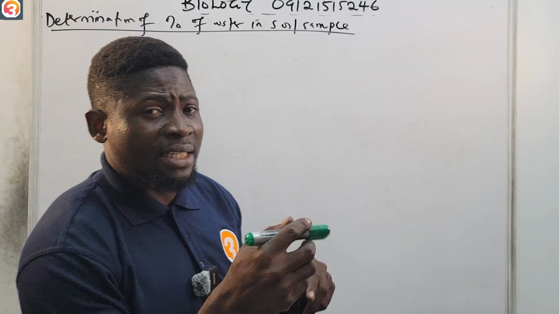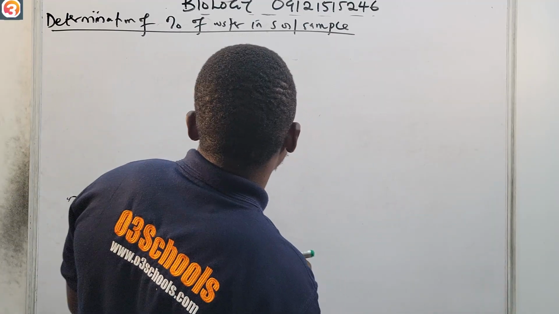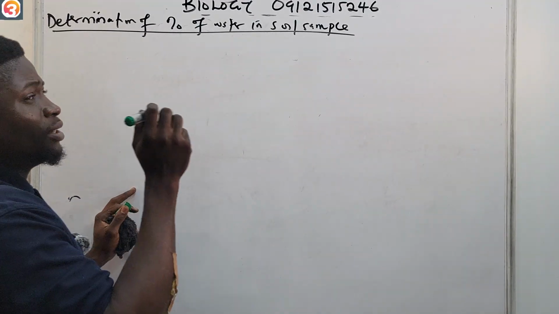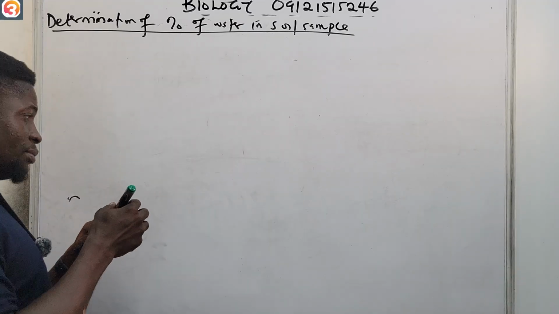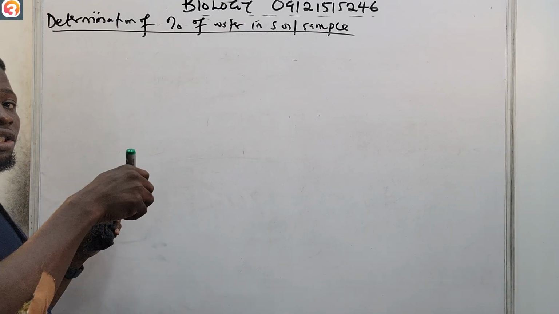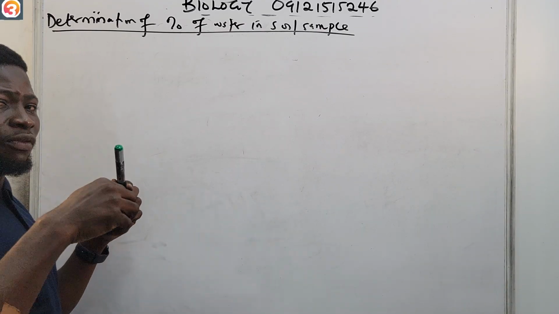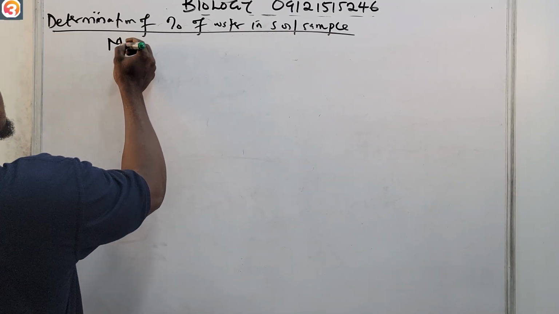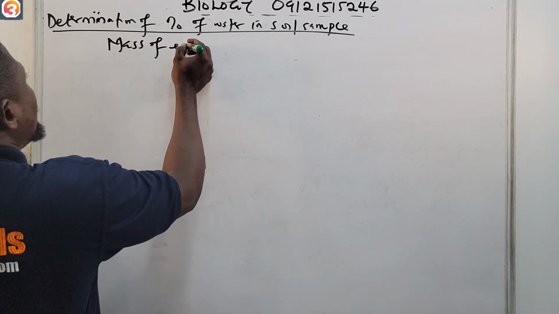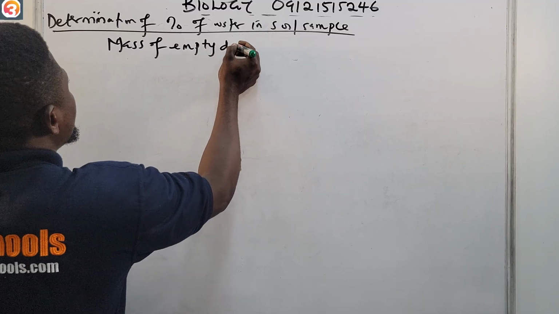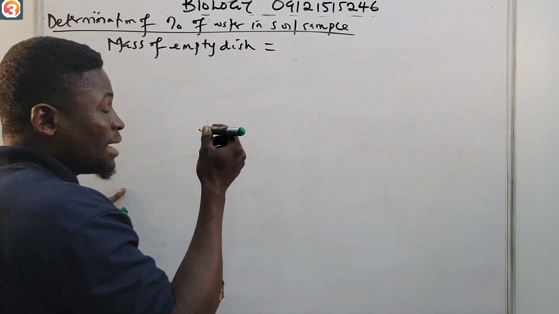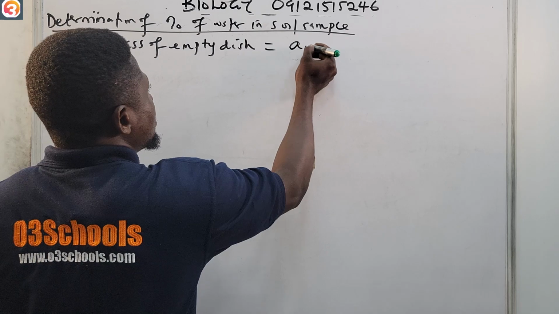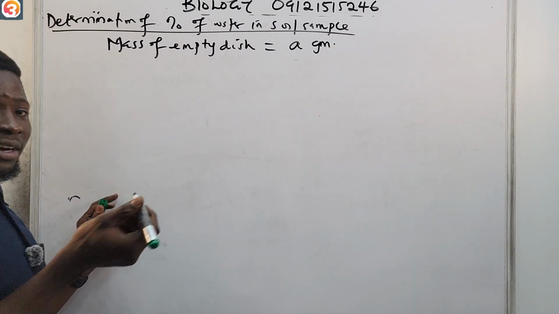And when you are doing this, these are some of the parameters that you see. Number one, you are going to have the mass, or the weight, because I'm going to weigh the empty dish. So number one, you have the mass of the empty dish. Let us say the mass of the empty dish is A gram. It's in gram.